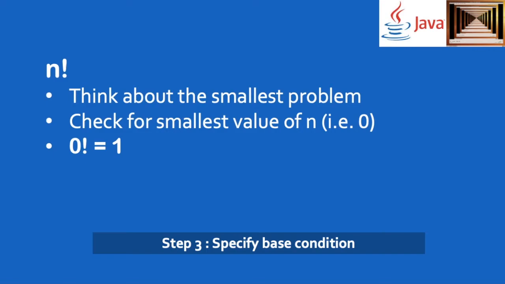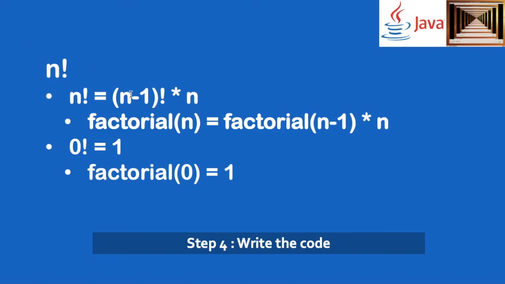Next, what do we need to do? We need to specify the base condition. The typical rule for thinking about the base condition is to think about the smallest problem or check for the smallest value of n, which in this case is 0. So we have been given 0 factorial is equal to 1. So that's our base condition. So n factorial is equal to n minus 1 factorial into n. Let's write it in terms of a function named factorial. So factorial n is equal to factorial n minus 1 into n, and factorial 0 is equal to 1.